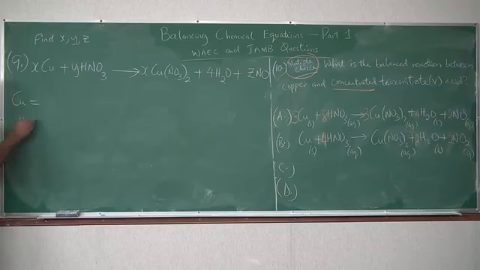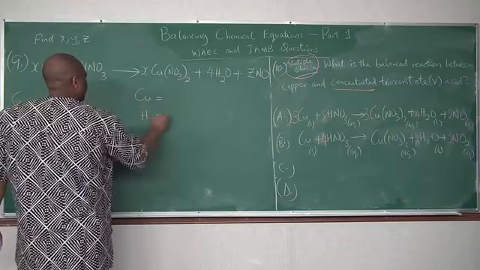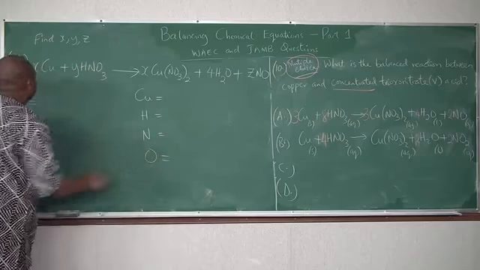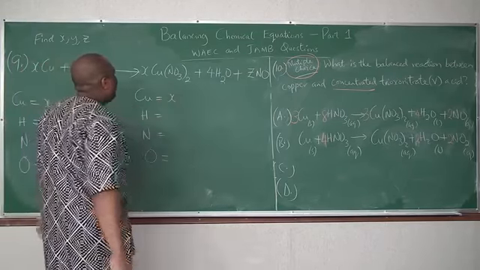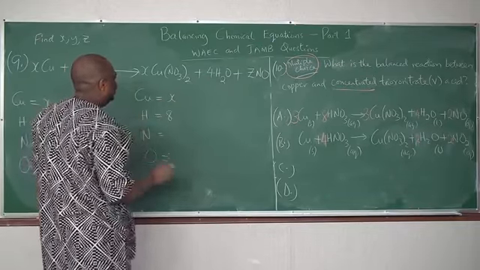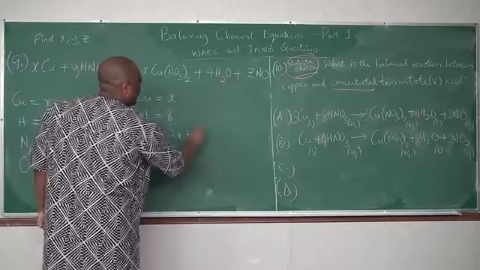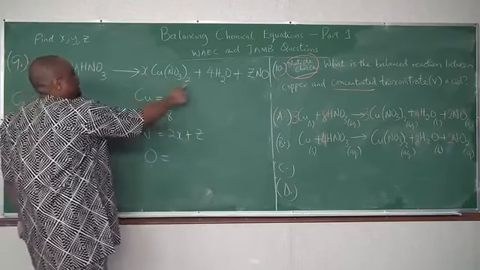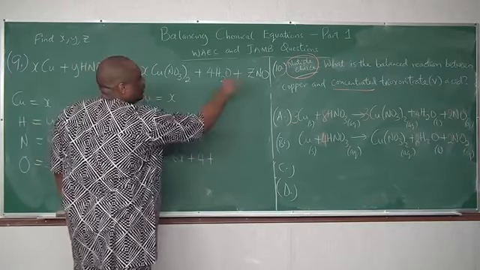So we have copper, hydrogen, nitrogen, oxygen. Here copper is X, hydrogen is Y, nitrogen is Y, oxygen is 3Y. Here copper is X, there is no hydrogen here, hydrogen 2 times 4 is 8. Nitrogen is 2 times X, 2X, plus 1 times Z, Z. Oxygen, 3 times 2, 6, 6 times X, 6X, plus 1 times 4, 4, plus 1 times Z, Z.